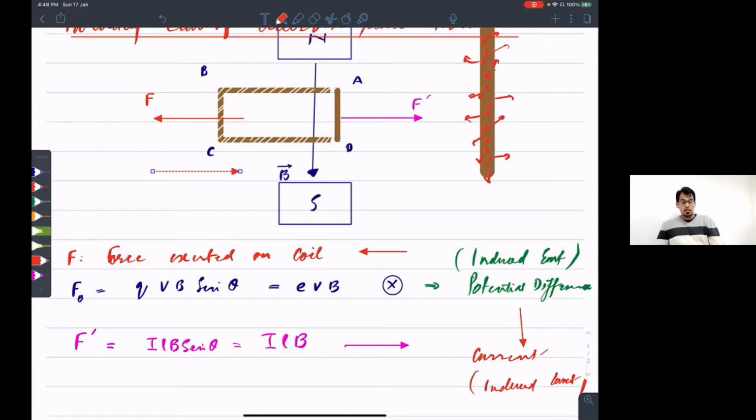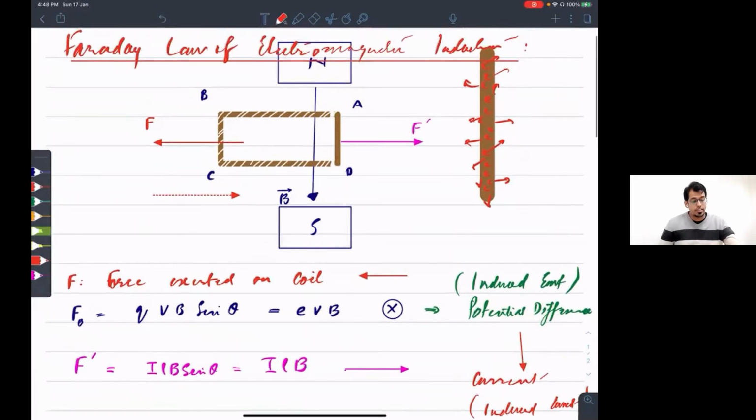In this direction, the current which was into the board will become out of the board. The current which is out of the board will become into the board. F dash, which is actually towards right, will become towards left. Something like this. Do you people agree? If I change the direction of the primary force, that is the red one, all the directions will get reversed.